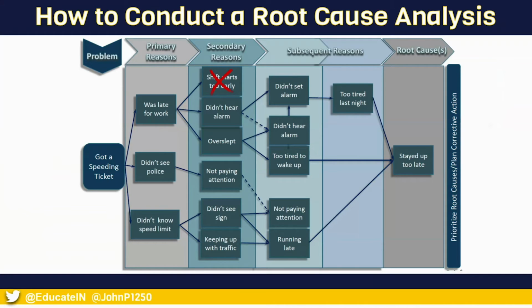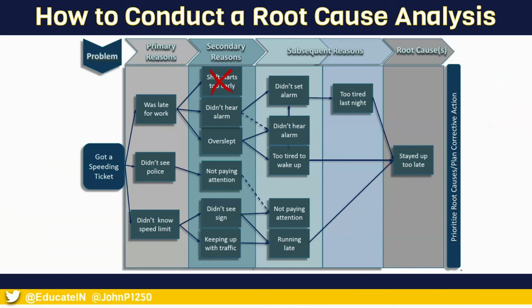The problem is getting a speeding ticket. We'd ask why. Why did I get a speeding ticket? Well, I was late for work. Or another reason, I didn't see the police. Or maybe it was because I didn't know the speed limit. With each one, we ask why repetitively. Let's look at the first.